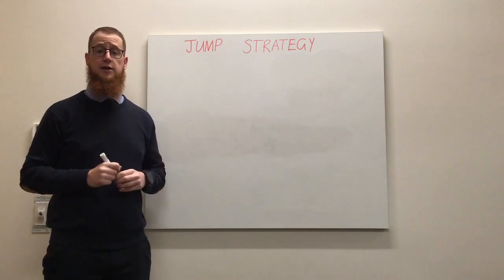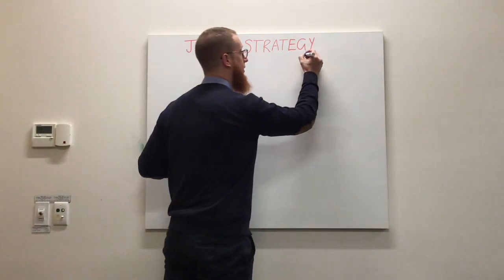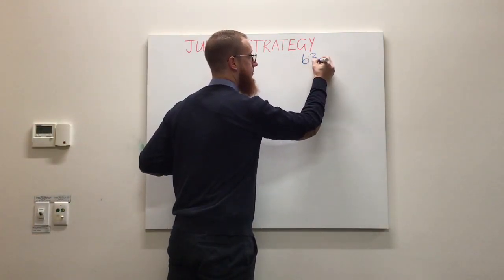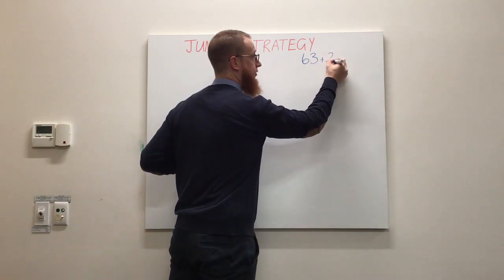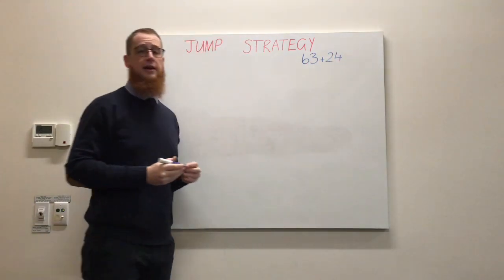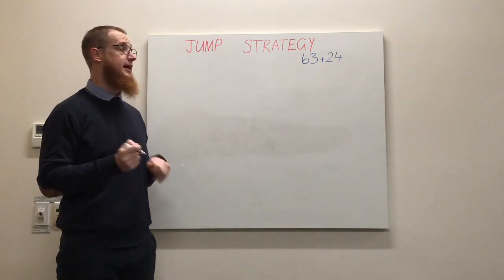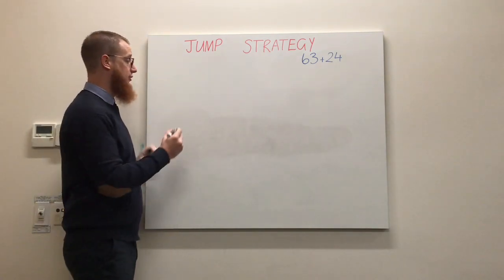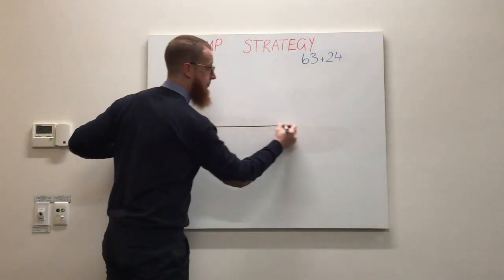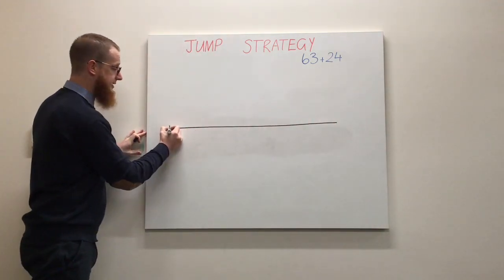Let's take this equation for example. 63 plus 24. Now we can identify here our larger number, which is the place that we are going to start. Obviously that is our 63. So I come along on a number line and I place my 63 towards the start.